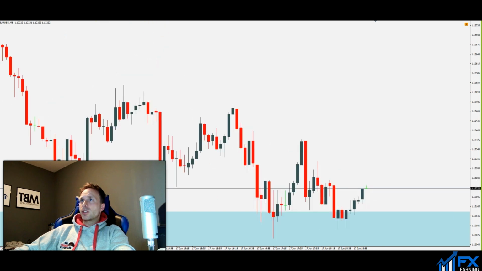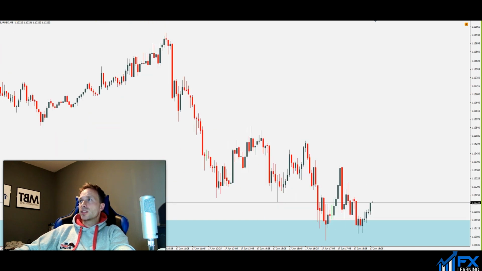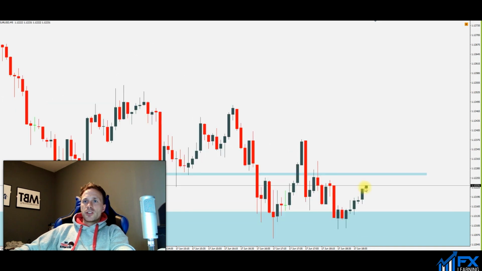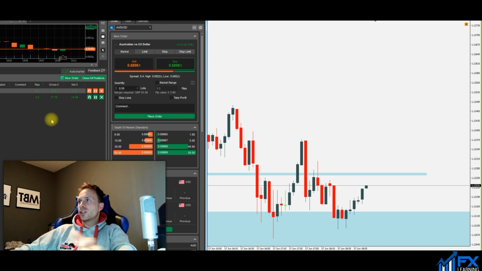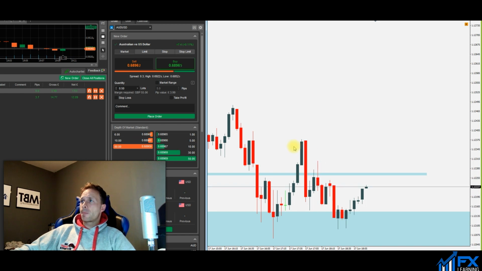My only concern on Euro USD at the minute is where's my target. I do see a nice area here. You can see this area here, we've had a rejection there, we've had a rejection there. So if price does come up to this, my take profit is definitely going to get hit. So I'm not too concerned about that, I'm quite happy with that.